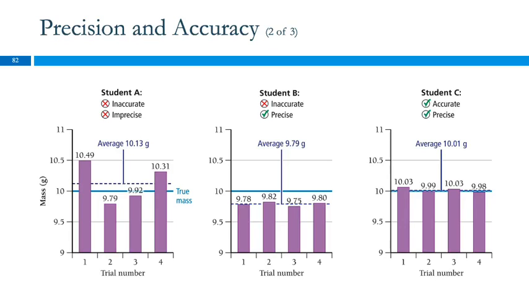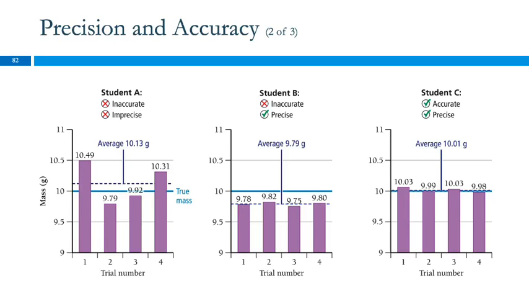This student's values are all really close to each other. Those are precise. These are close to each other. Those are precise. So this is like if you're throwing darts at a dartboard. Every time you throw the dart, it lands very close to the other darts. It may or may not be on the center, right? You can be precise and off.